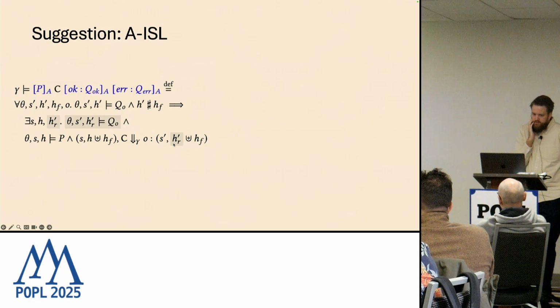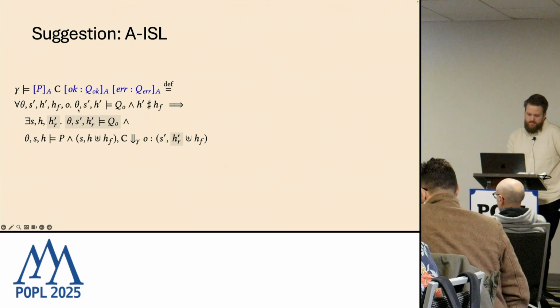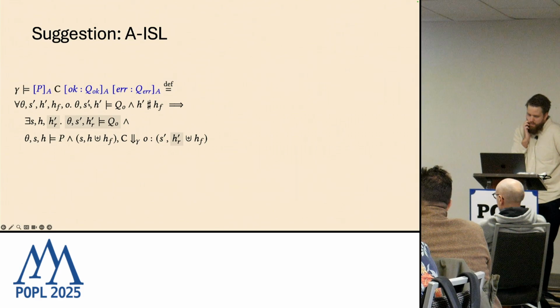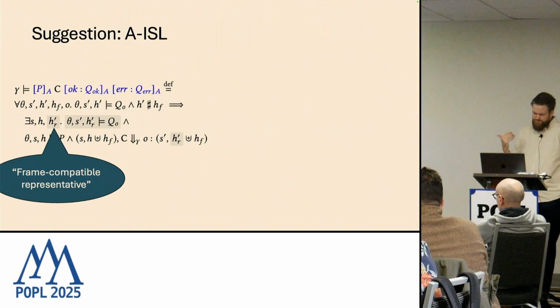And what constraints do we put on this heap then? It needs to be a model of the same post, with the same logical environment and store. And it also needs to be frame compatible, in the sense that it's compatible with all the frames that are compatible with all the models of the post. So you can think of this as a frame compatible representative.